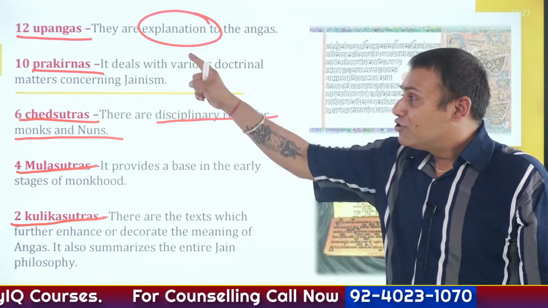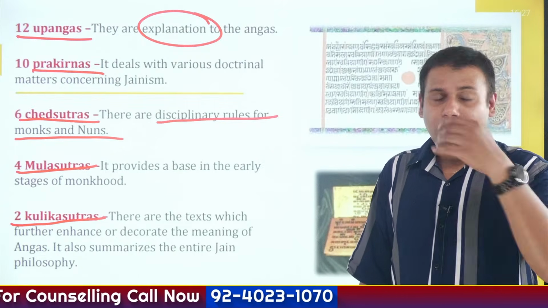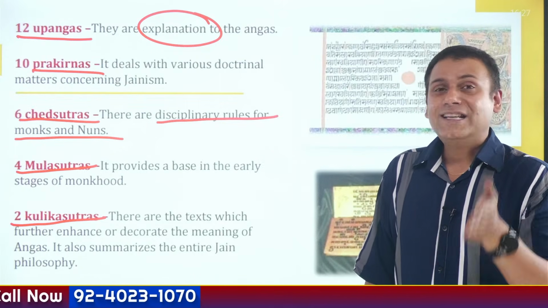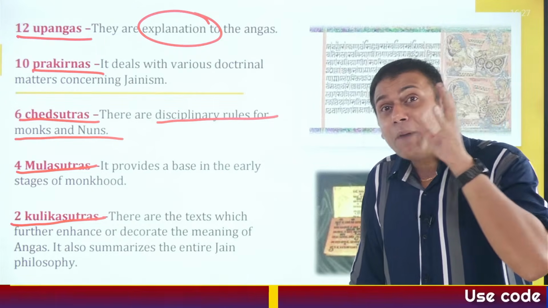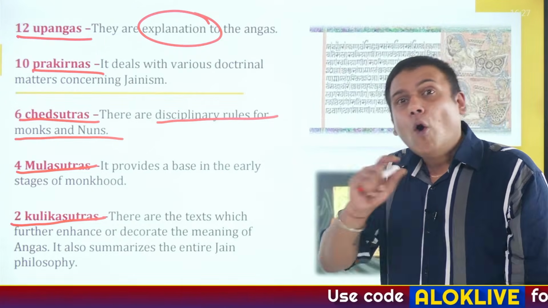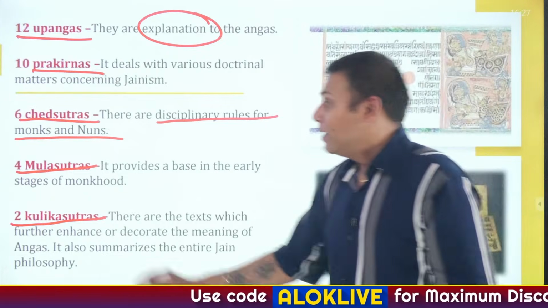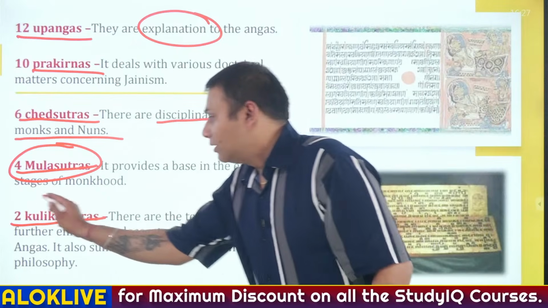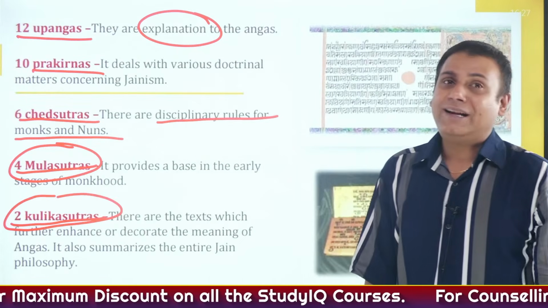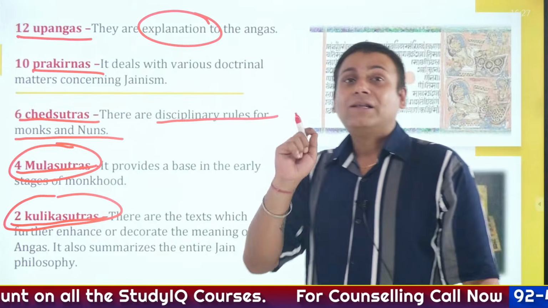Similarly, the Chhed Sutras are a book on specifically what? Disciplinary rules for monks and nuns. Anybody who aspires to become a monk or a nun, what process does he need to follow? That is mentioned in 4 Mool Sutras. And then come 2 Kulika Sutras. This is the summary of the entire Jain literature. So just remember the numbers.